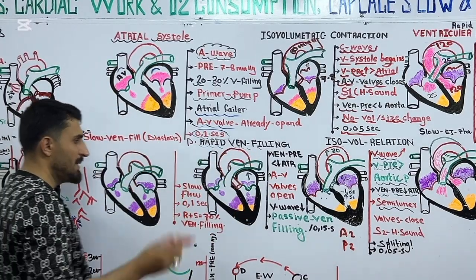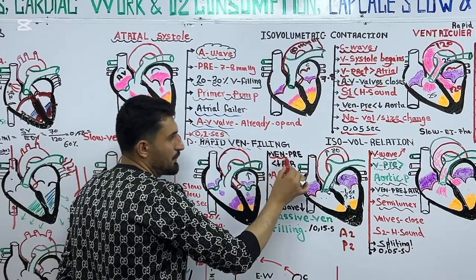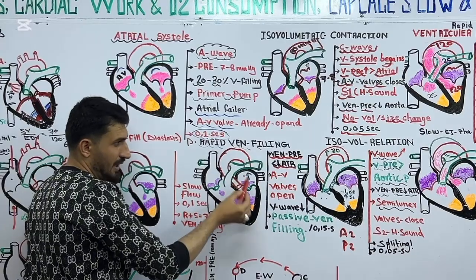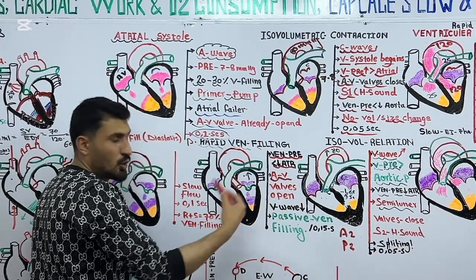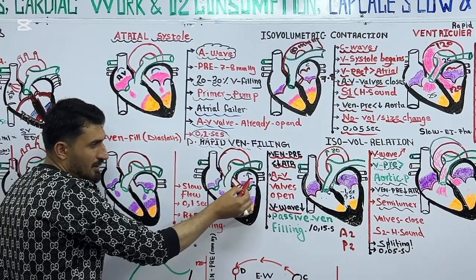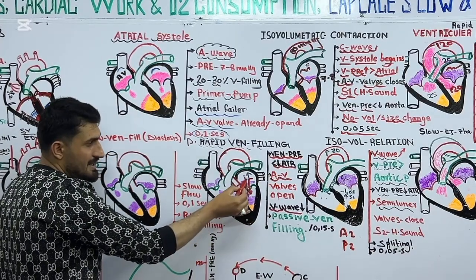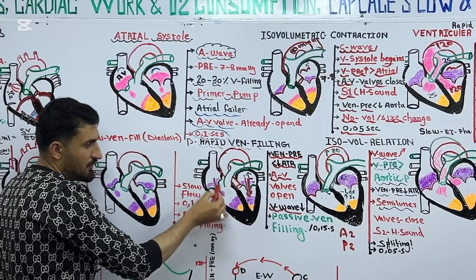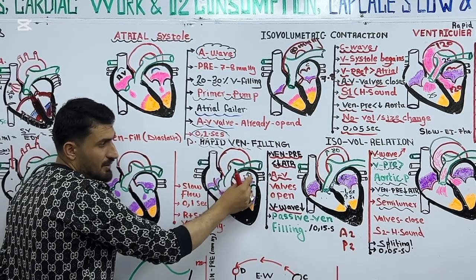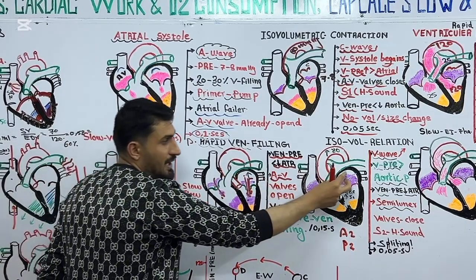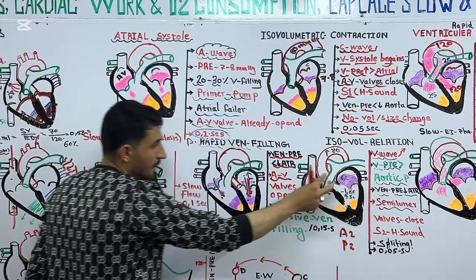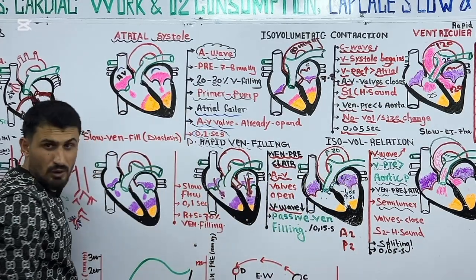In the rapid ventricular filling phase, the ventricular pressure is less than the atrial pressure, and the AV valves are open. The V wave drops because a lot of blood falls into the ventricles, so this curve, which was produced by the accumulation of blood volume in the atria, also drops.